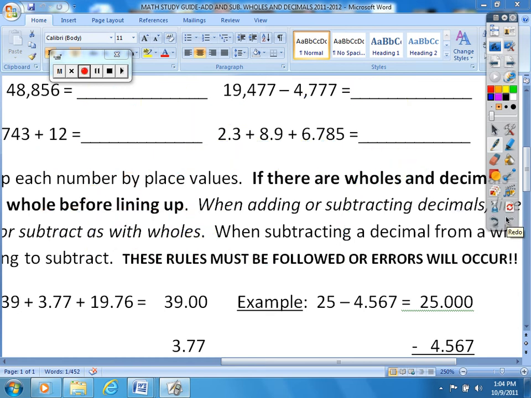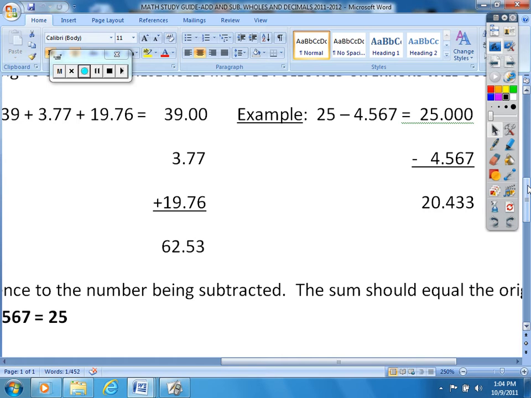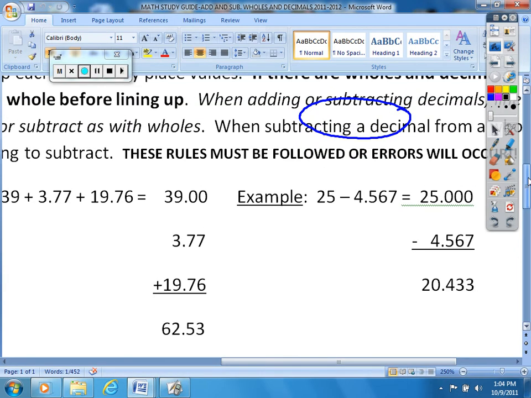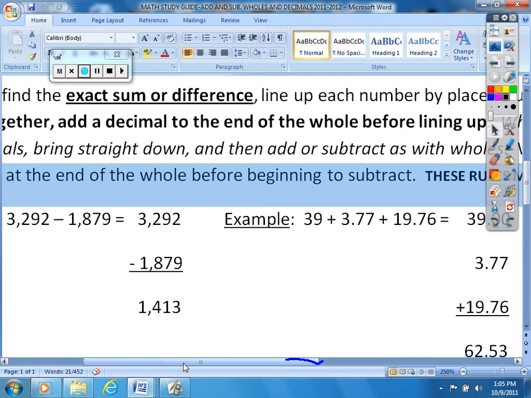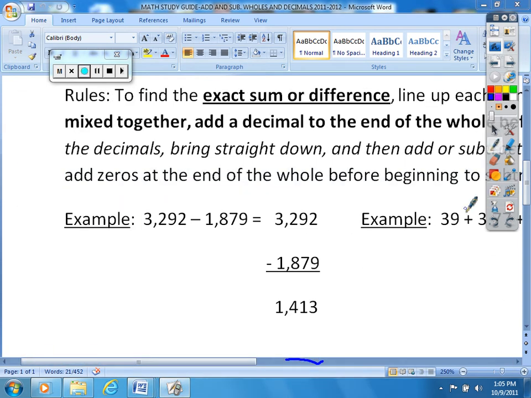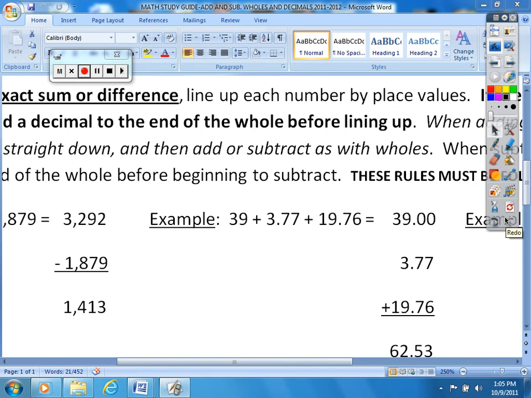All right, I'm going to go down and show you another problem that the students will face. There's one of the problems we did earlier. This one right here. I'm going to show you what can happen if you don't follow the rules that are up here. Now, when subtracting a decimal from a whole, add zeros at the end of the whole before beginning to subtract. Once again, you think that wouldn't make a difference, but it will. And I'm going to show you the common mistakes that students make.